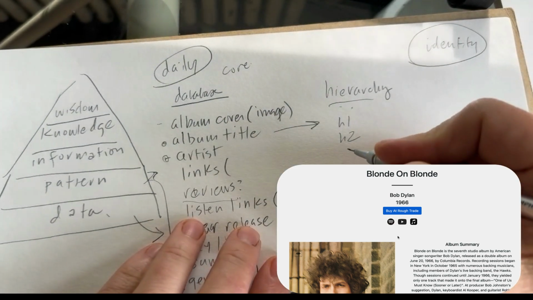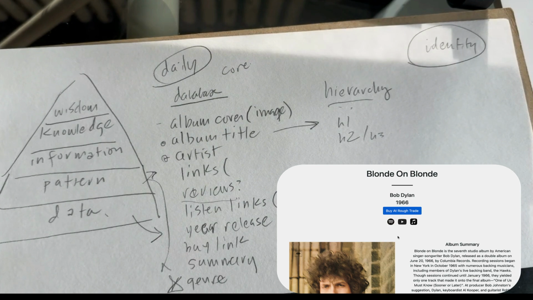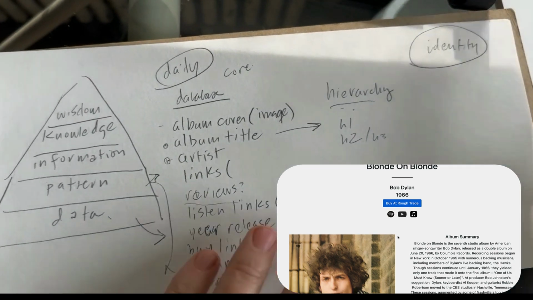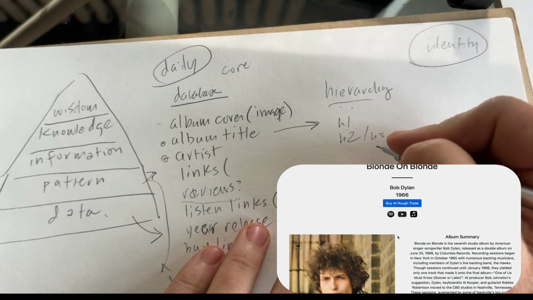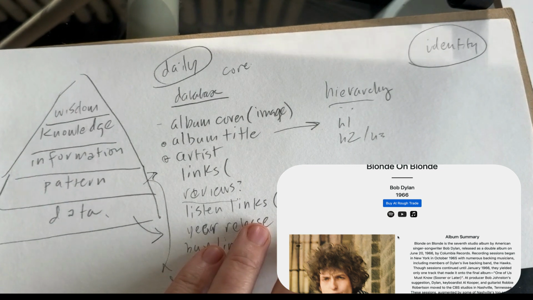I guess we could also say an H2 or an H3 would be this record cover. It seems pretty prominent. And then past that, genre might actually be part of our hierarchy as well, but we're going to use some different ways in order to explore how to actually indicate those hierarchies.